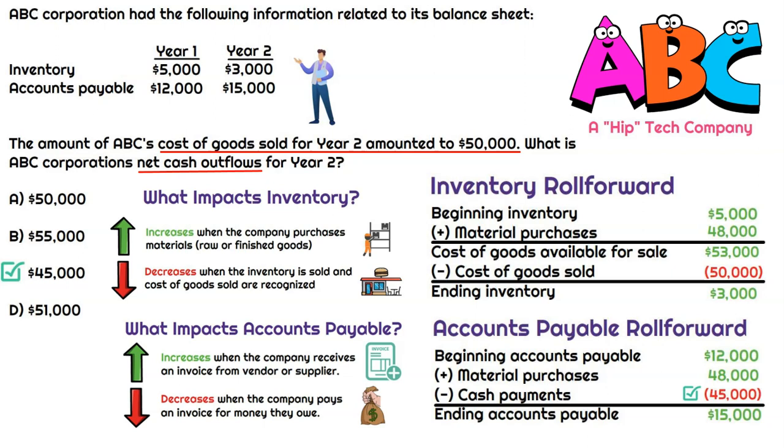And you'll notice it comes just from accounts payable. There is no impact from the inventory roll forward because cost of goods sold is the only thing hitting the income statement there, but there's no cash outflow related to that.